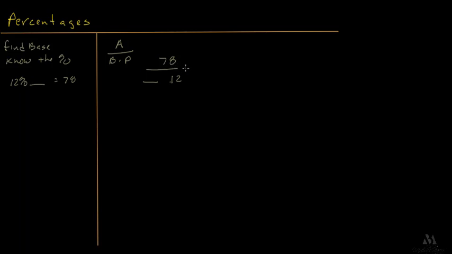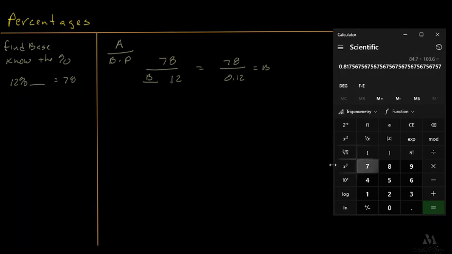We know our amount. So we can take 78 over 0.12 and find our base. Let's do that. 78 divided by 0.12 is going to equal 650.